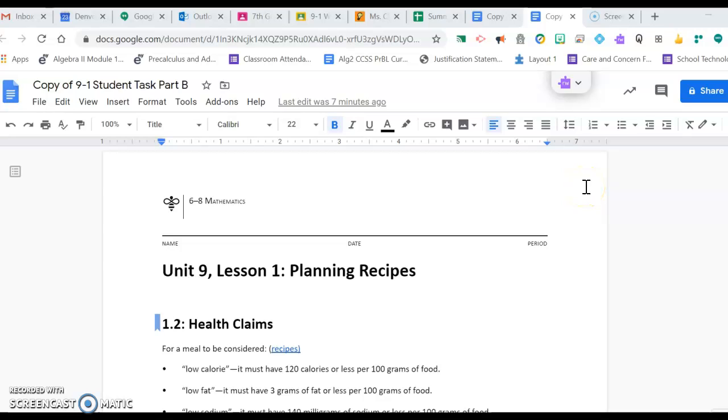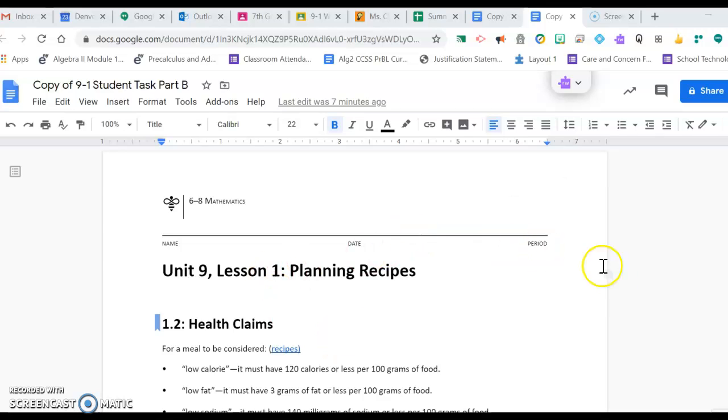Alright, welcome to Unit 9, Lesson 1. This is going to be Part B, the second part of your assignment. In order to do the assignment, you need to have done Part A. So if you have yet to finish Part A, you should go back and finish Part A first, and then come back here. However, both assignments are due no later than 3 p.m. today, April 23rd. That is Thursday, April 23rd.